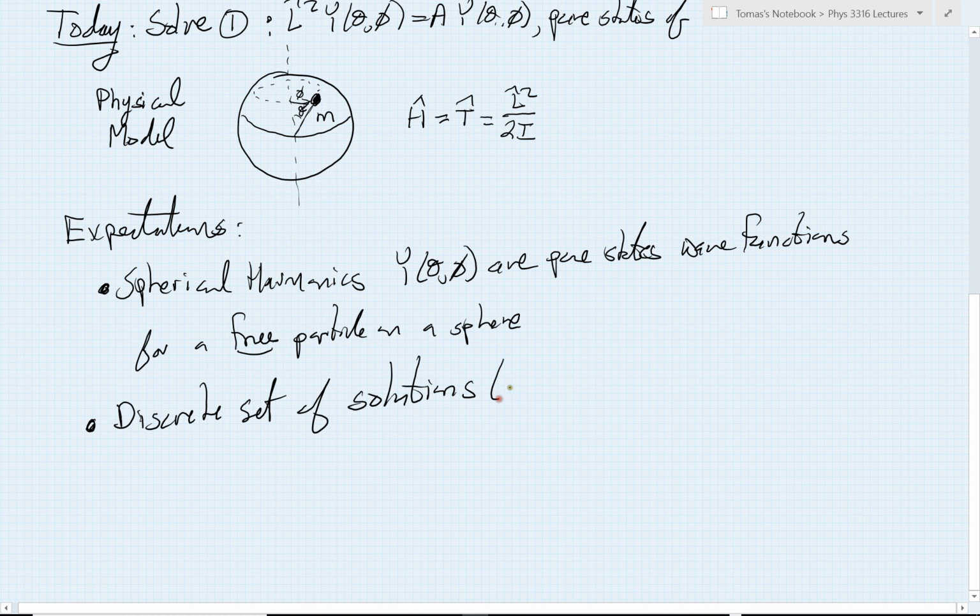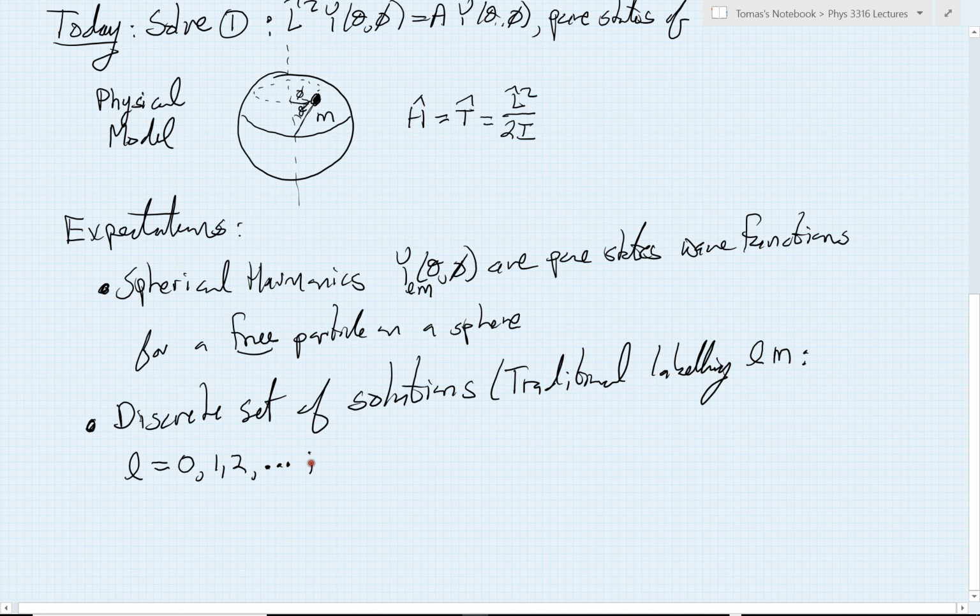The traditional labeling for these states is not actually to give them just a single integer index, but two integer indices. So we traditionally label them by an integer L and an integer M. So they're often written down as Y sub LM. And the way these labels work is that L can take on any non-negative integer, where L goes from 0, 1, 2, etc. But then M is restrained in values. It also counts as integers, but it starts at minus L, then it goes up by 1, minus L plus 1, etc., minus 1, 0, 1, etc., up to L.